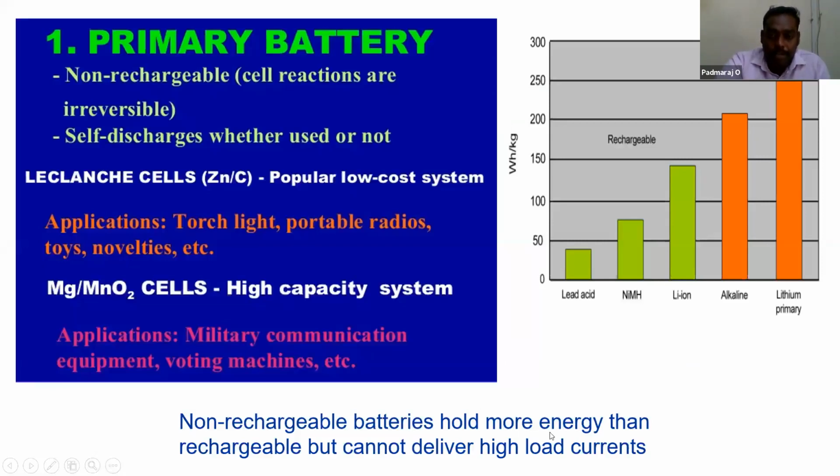Even the non-rechargeable batteries hold more energy than the rechargeable ones, but they cannot deliver a high load current. Understood? So here voltage will be there, but it won't give the high current. The capacity is very low due to the lower active material. Okay, we will see Leclanché cells here, then different cells that I will be using for our applications also.